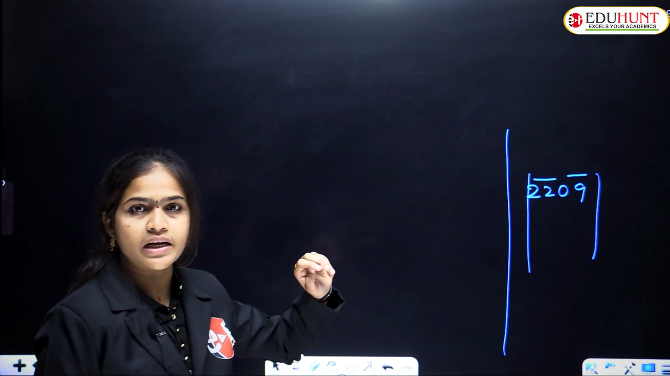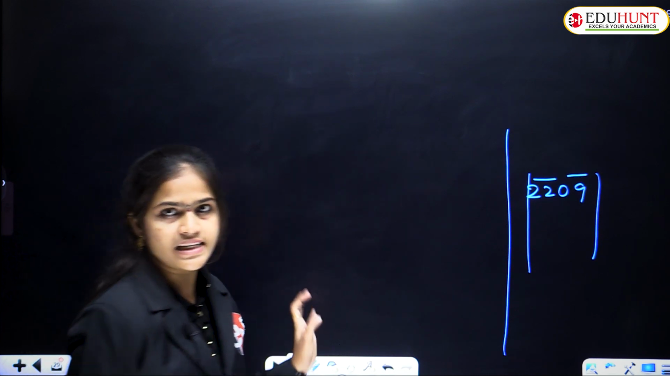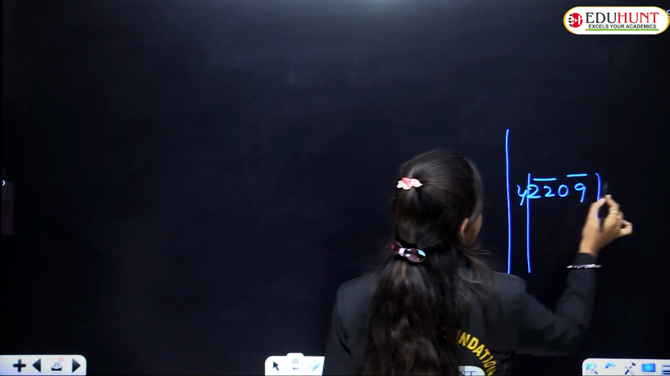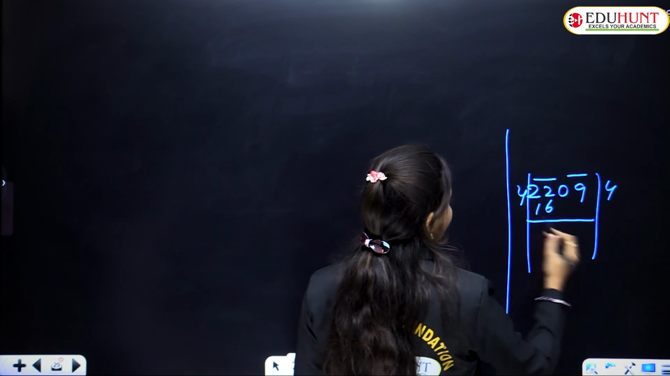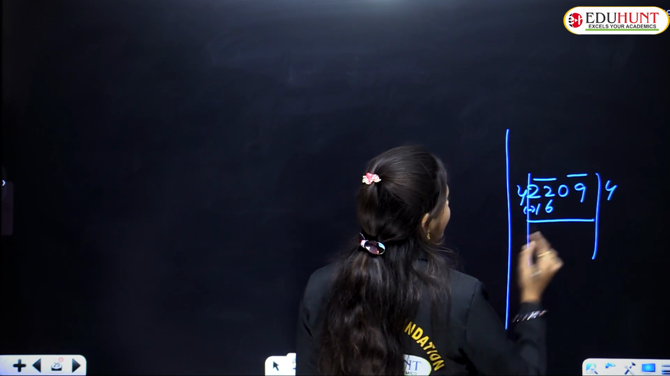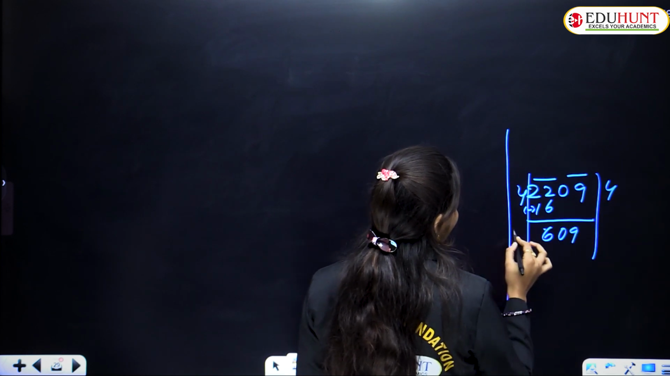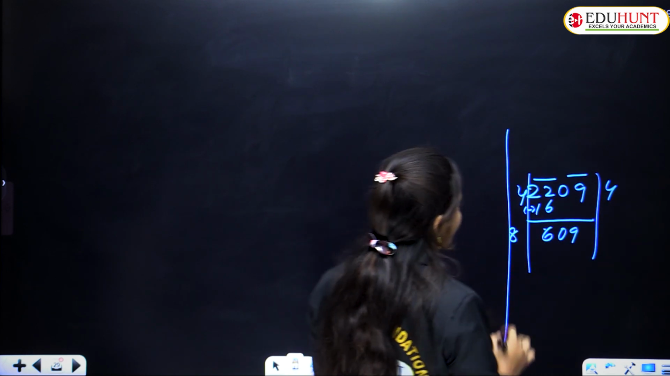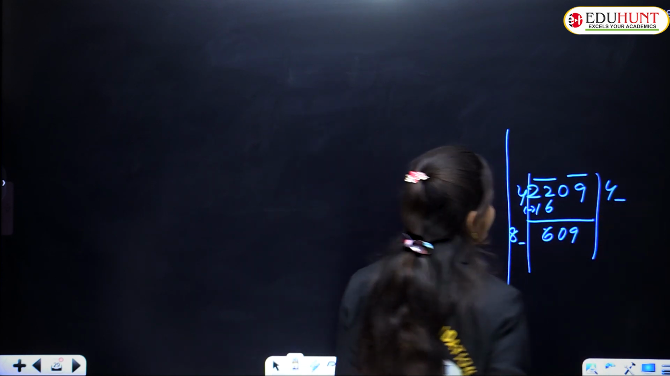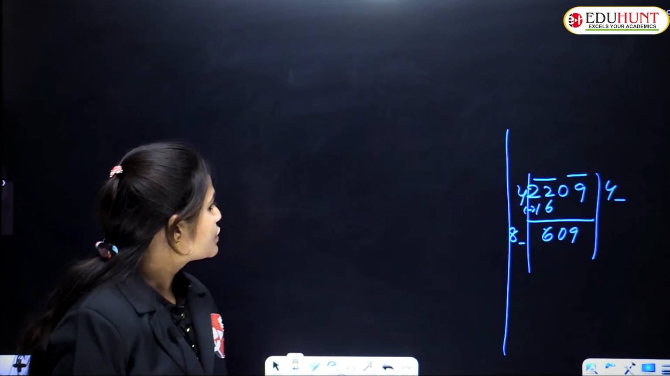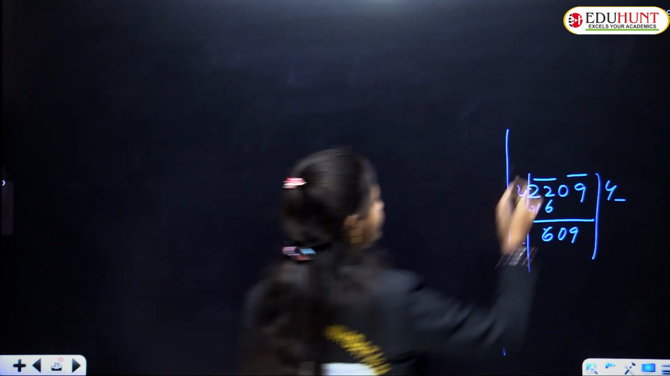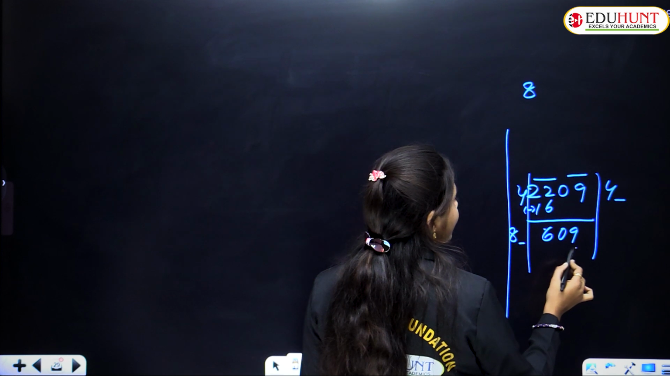16. So for 4, 16. The leftover is 22 minus 16, which is 6, and then 09. The double of 4 is 8. And here the same number should be adjusted. So which value should be adjusted? Just take that here 9 is there.